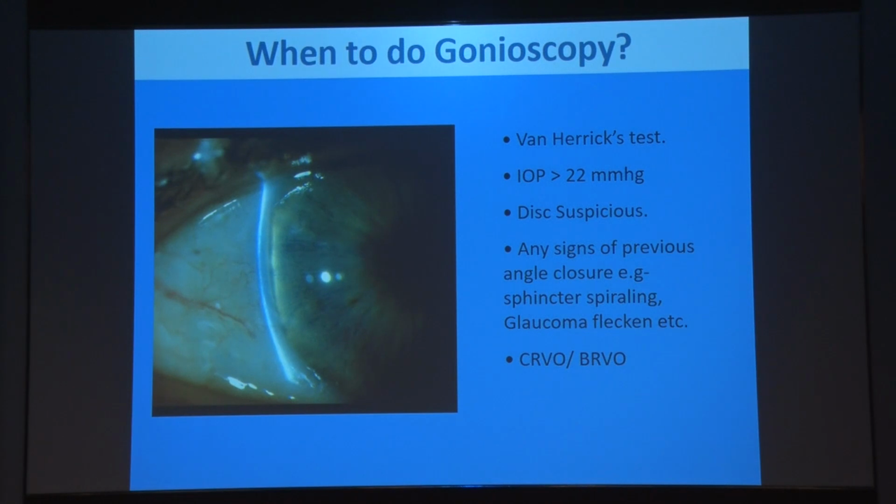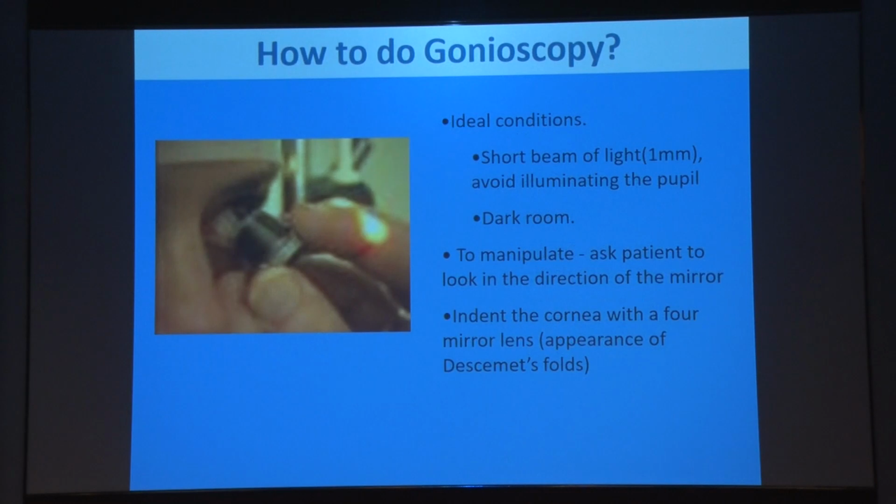Intraocular pressure more than 22 millimeters of mercury. Disc suspicious. Signs of previous angle closure like glaukomflecken. And of course, CRVO and BRVO, for which you have to do gonioscopy. So how to do gonioscopy?